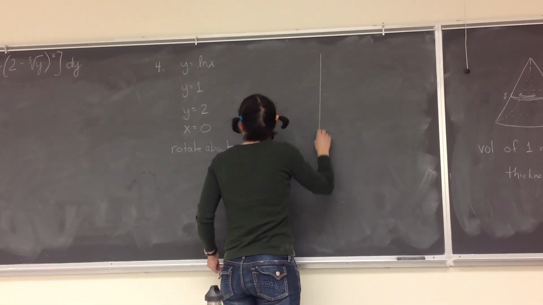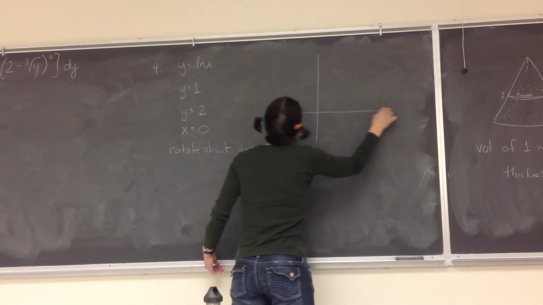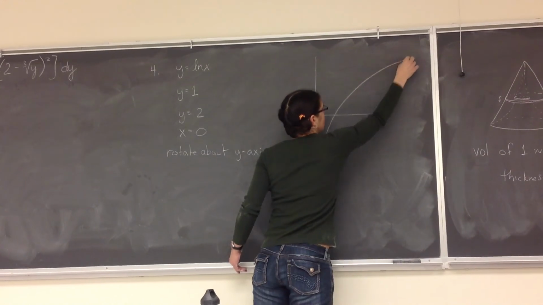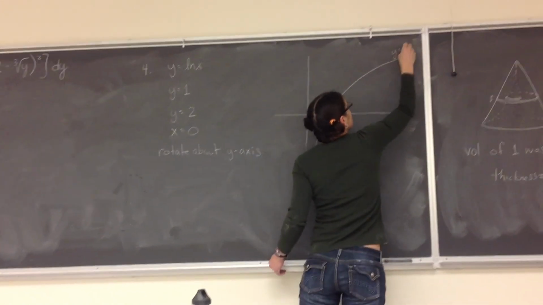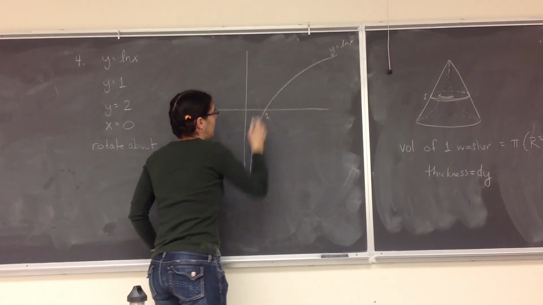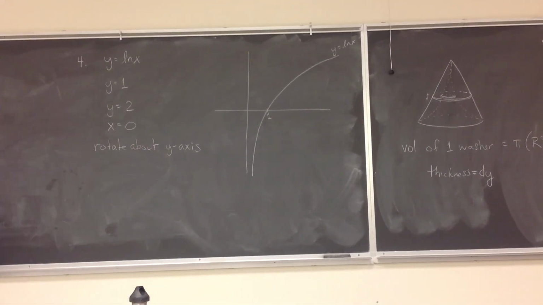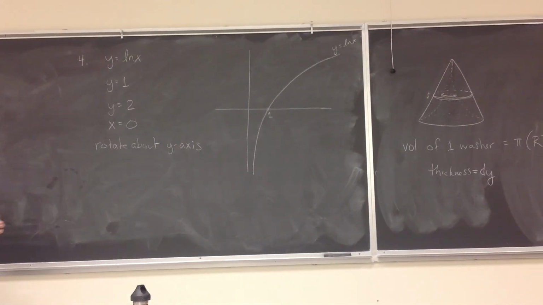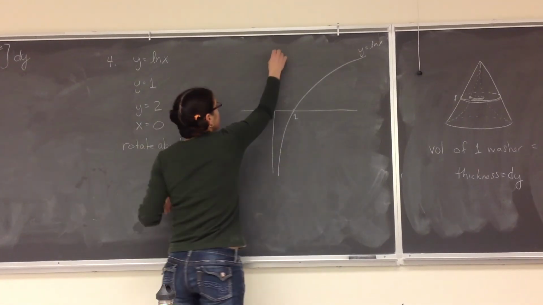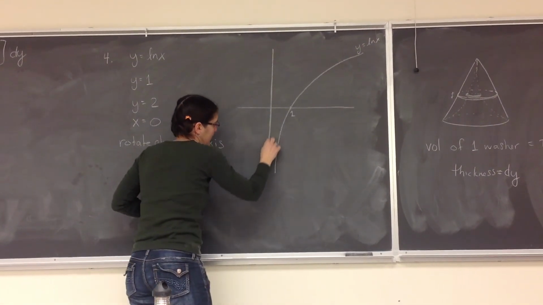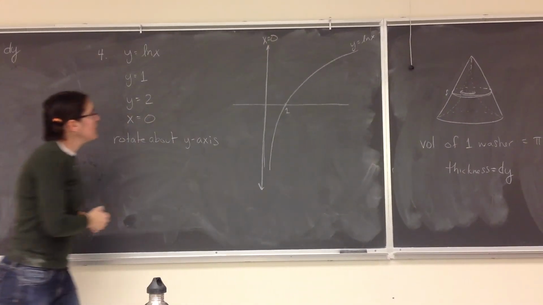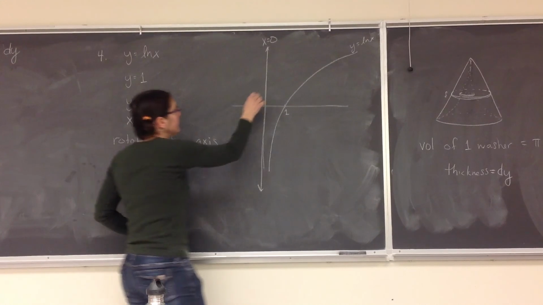So the very first thing that I want to draw is y equals natural log of x. Here it is. And in terms of natural log of x, I know that natural log of x crosses the x-axis at x equal to 1. And some other information here, we've got x is equal to 0, so this is our vertical line here. We have y is equal to 1.